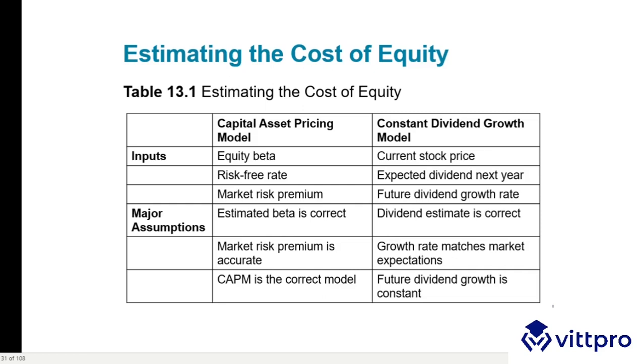In the constant dividend growth model, the current price is not a problem. The expected dividend for next year is an assumption, and the future dividend growth rate is also an assumption. That is the major assumption that you have to make. You are also assuming that the future dividend growth is going to be constant, fixed. Either it will not reduce or it will not increase. So both of the models are full of assumptions, unfortunately, but both of them will give you an indication of the cost of equity. The cost of equity fairly represents the return that shareholders expect the company to generate.